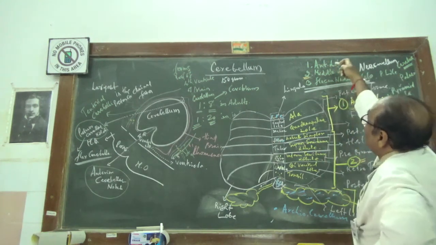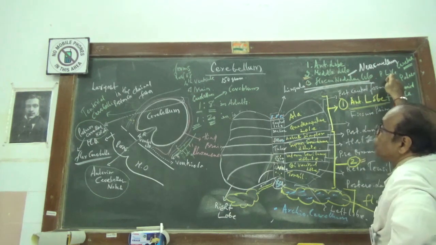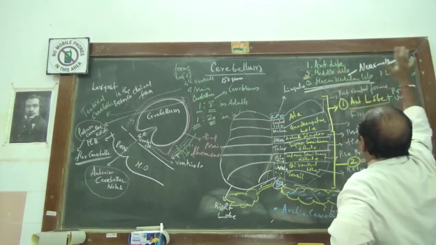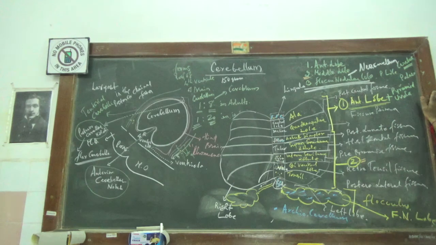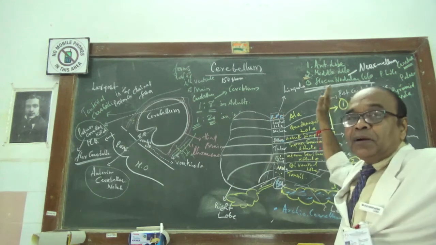So broadly you have got the anterior lobe, middle lobe, and flocculonodular, that is the posterior. Now when you go for the developmental aspect, or rather a developmental part.